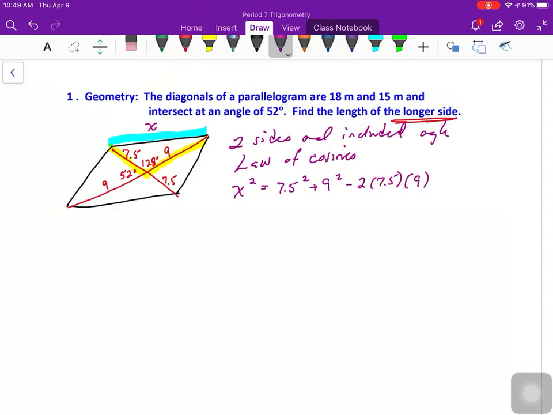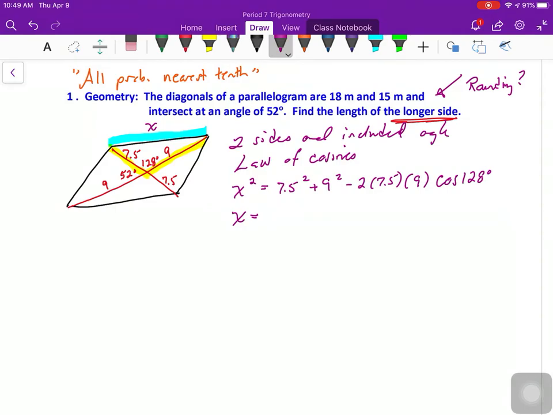When I set it up, we'll just call this one x. I'll have x squared equals 7.5 squared plus 9 squared minus 2 times 7.5 times 9, and then the cosine of 128 degrees. Now, they didn't specify what to round to, so I'm going to round on all of these problems to the nearest tenth, all problems to the nearest tenth, unless it specifies.